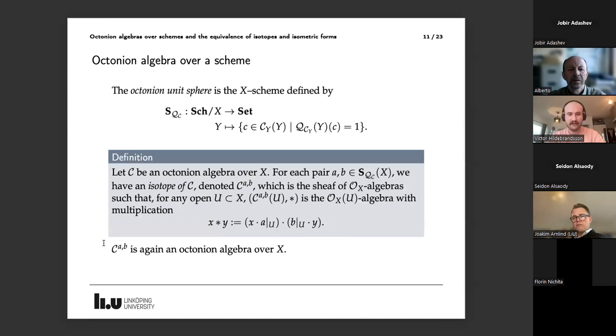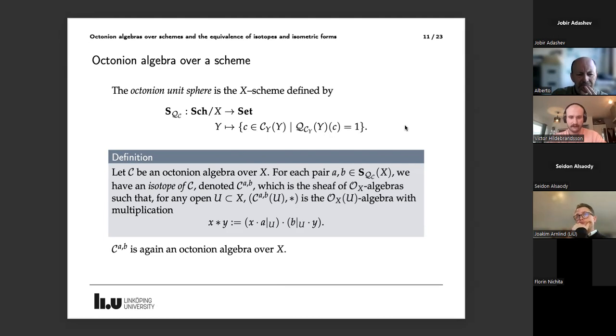Yeah, and then we can construct the octonion unit sphere once again, but over a general X-scheme, and it follows exactly the same procedure as the octonion sphere over the rings. It sends a scheme to the set of global sections with norm 1.